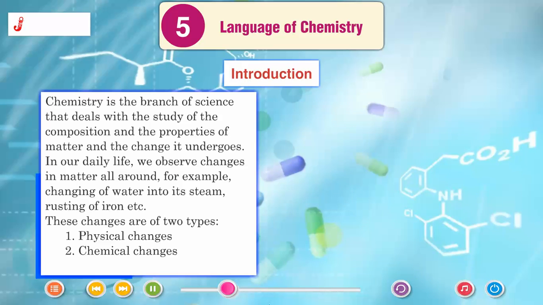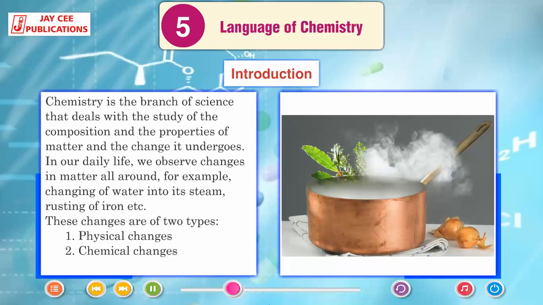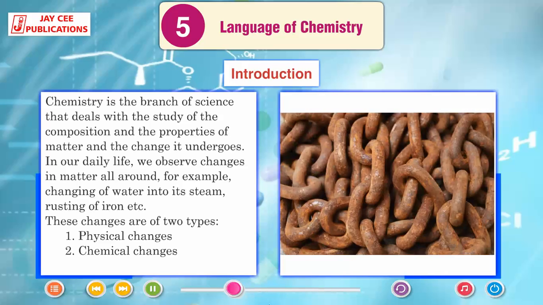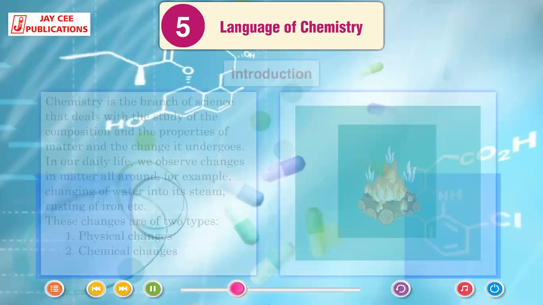Introduction. Chemistry is the branch of science that deals with the study of the composition and the properties of matter and the changes it undergoes. In our daily life, we observe changes in matter all around, for example, changing of water into its steam, rusting of iron, etc. These changes are of two types: physical changes and chemical changes.